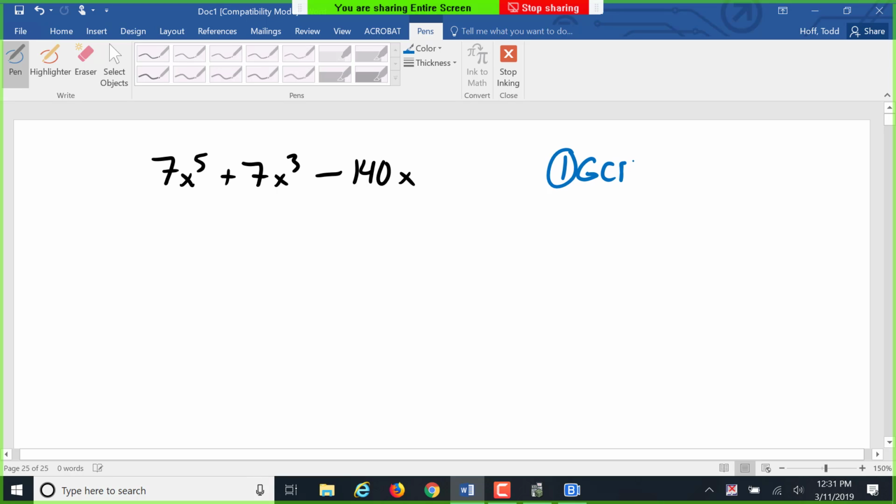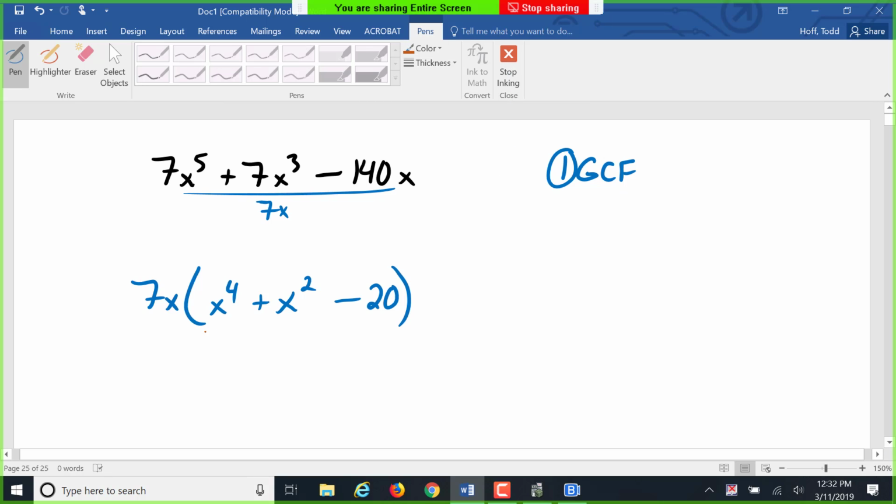GCF, greatest common factor. Is there one here? 7x. So if we divide that by 7x, what's left over? X to the fourth plus x squared minus 20, right? So yeah, x to the fourth plus x squared minus 20.